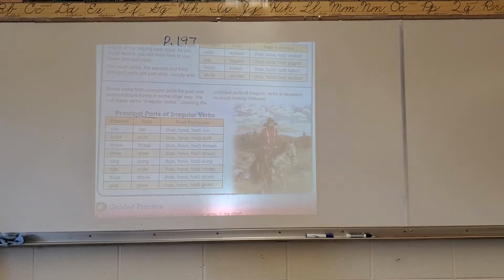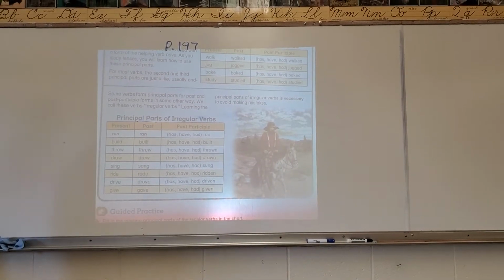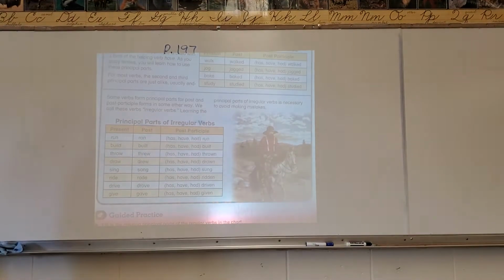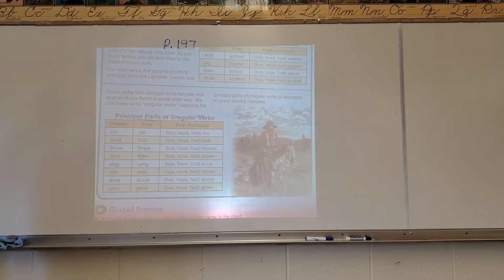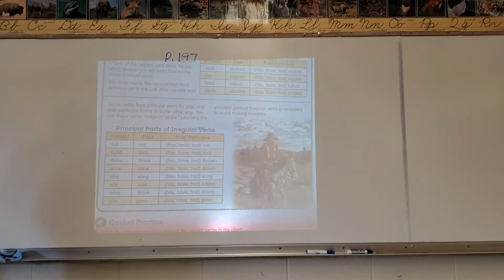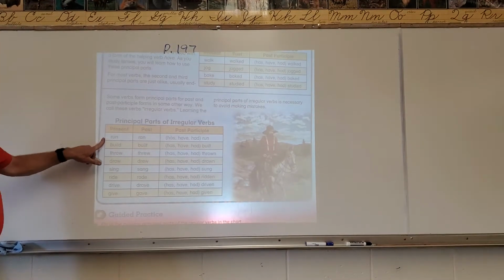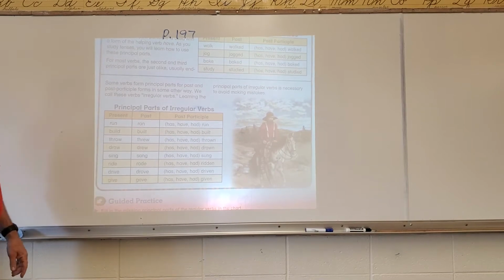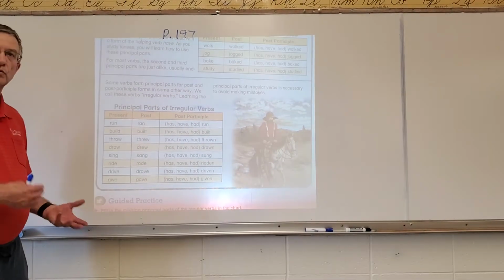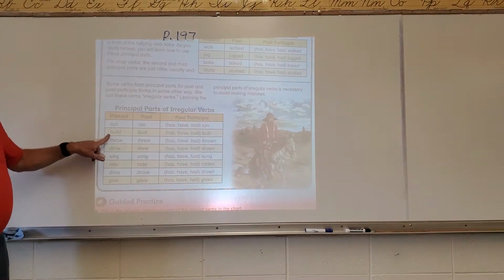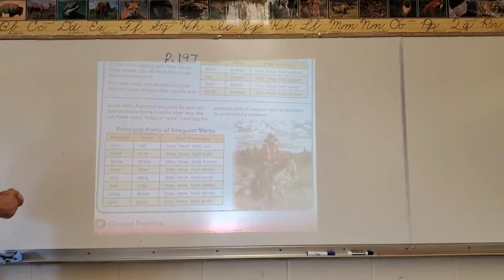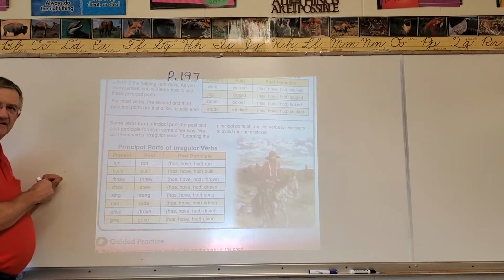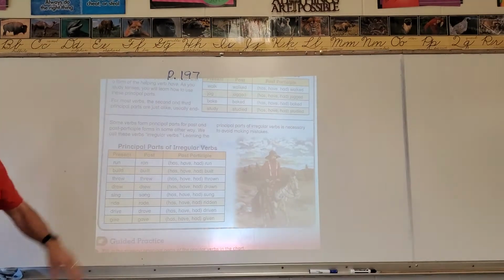Some verbs form principal parts for past and past participles in some other ways. We call these verbs irregular verbs. So in other words, if you take a look, we have irregular verbs here because we'd say run, but we wouldn't say run in the past tense. We say ran. That's why they're called irregular, because the verb has a different wording to it. Build, if you said it in past tense, you'd say built. We wouldn't say builded. We wouldn't say runded. We would not add the ed. They have a different wording for it.